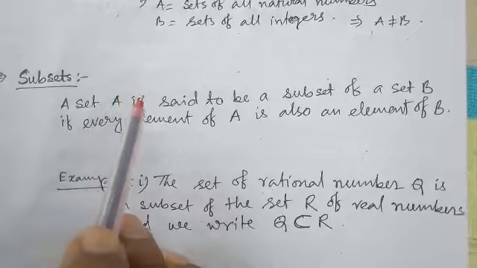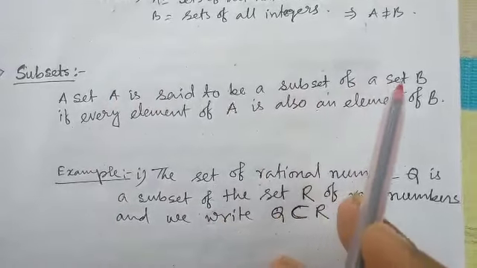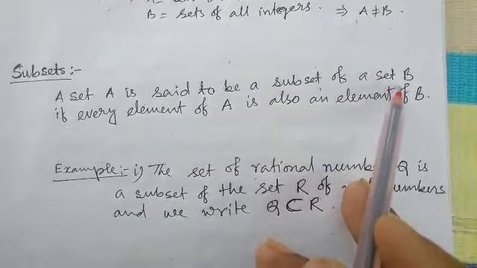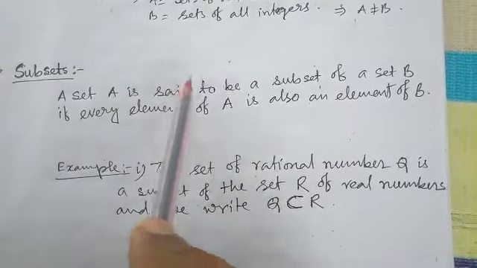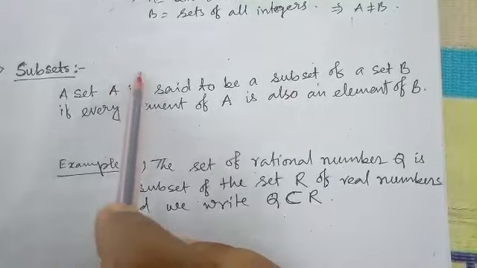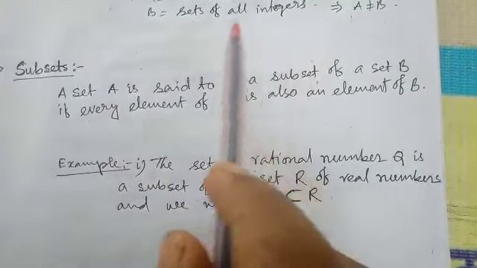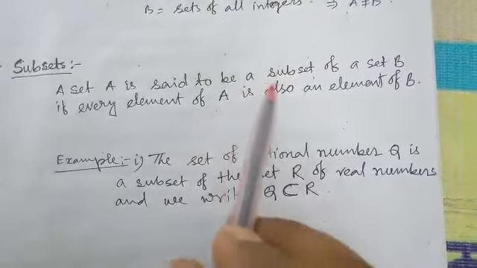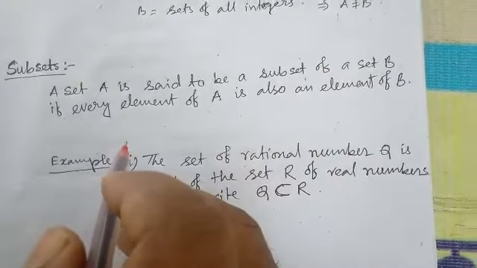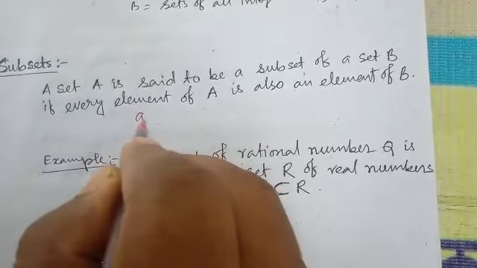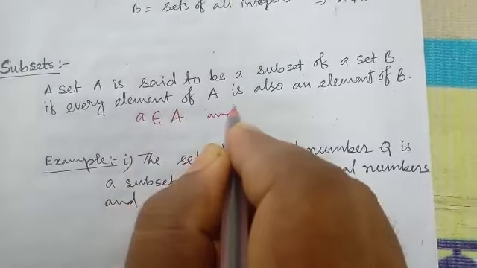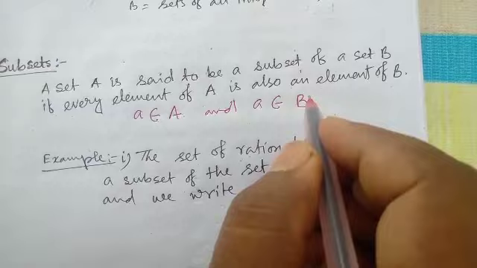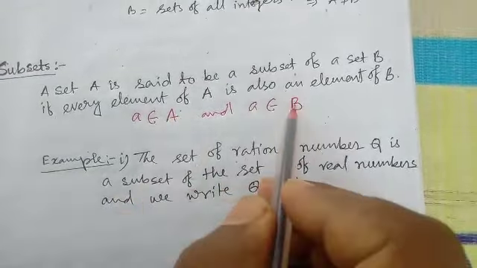Next, subset. A set A is said to be a subset of a set B if every element of A is also an element of B. That means each element of set A belongs to set B. Then you can say that A is a subset of B. Suppose you consider a is an arbitrary element which belongs to set A, and this arbitrary element should also be in set B. Then you can say that A is a subset of B.